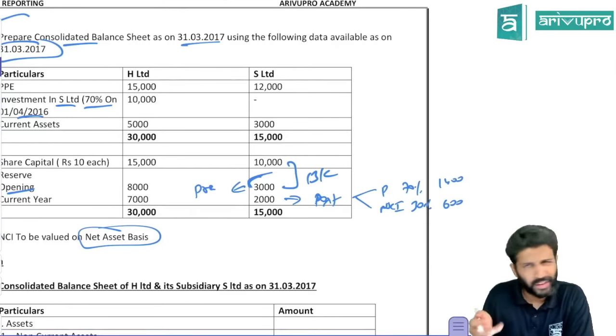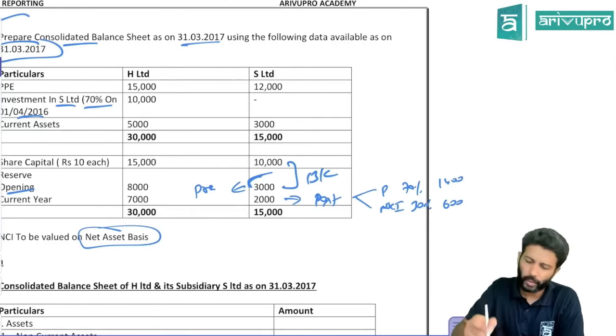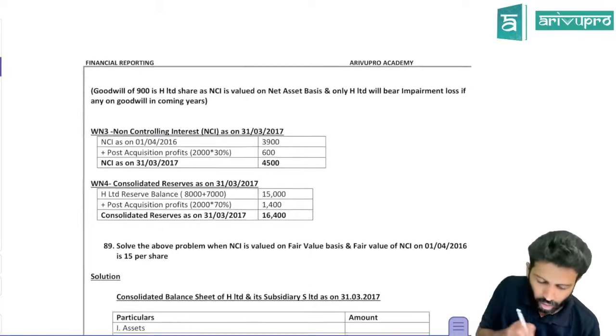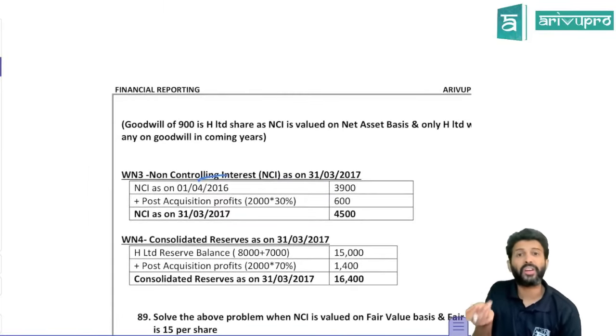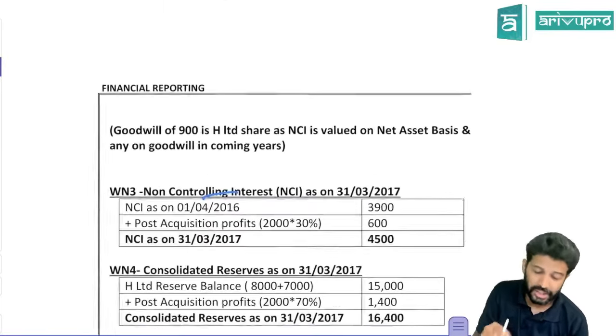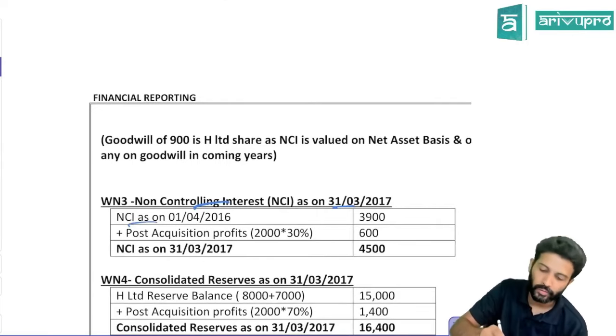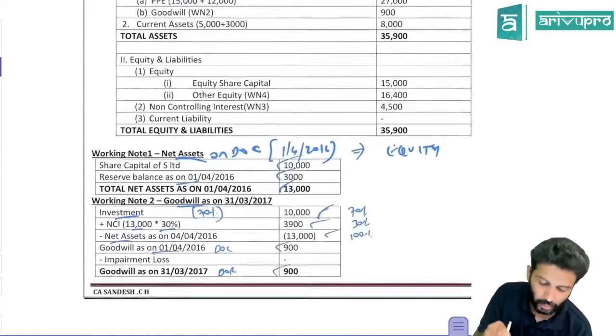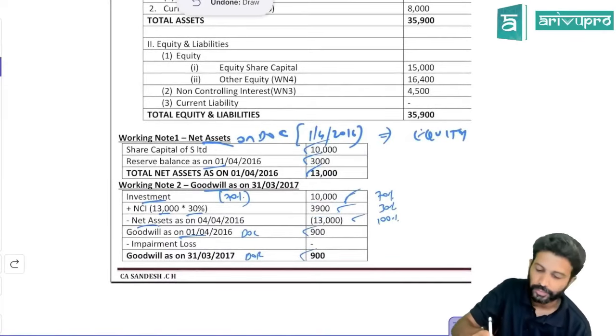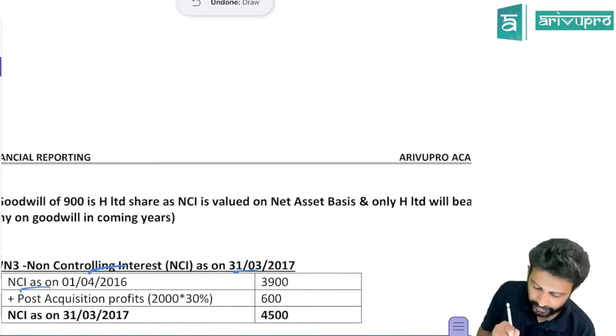Okay. So if you want, you can prepare this working note or directly skip. Next working note will be preparing non-controlling interest. We want NCI because non-controlling interest will come in the consolidated balance sheet, so we want NCI at the end of the year. But we already know NCI on the date of control. How much is the NCI on the date of control, as in the previous working note? It is 3,900. So take that, right?